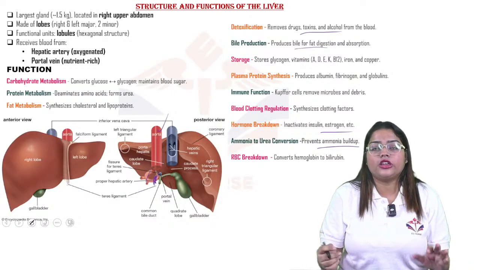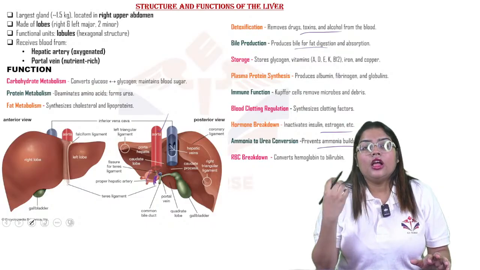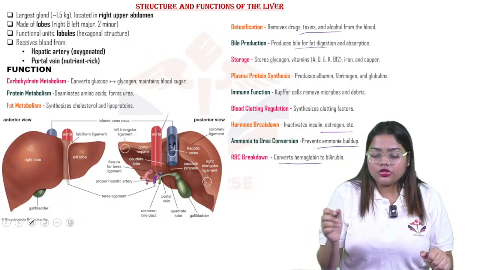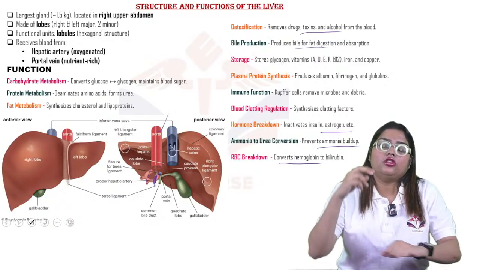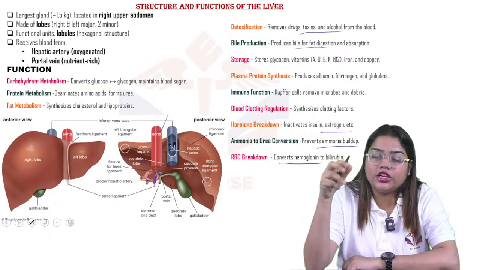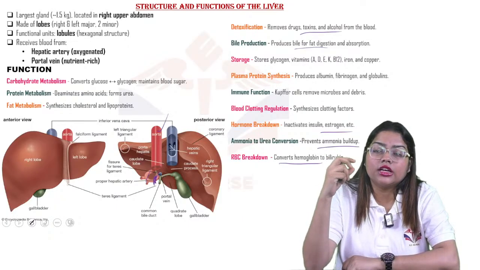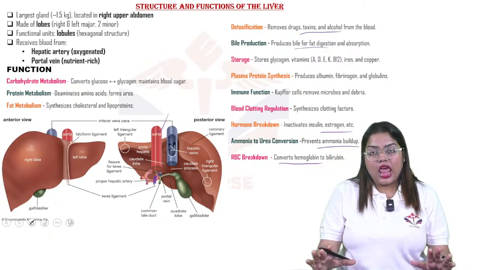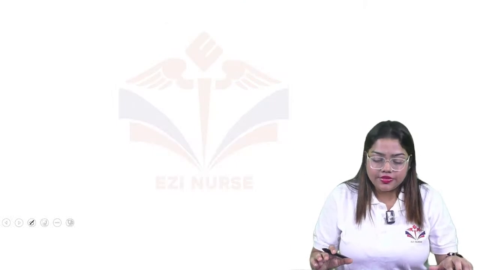And RBC breakdown, it also breaks the red blood cells and converts hemoglobin to bilirubin. Now this bilirubin and biliverdin actually produce the color of our stool and urine. Okay, so this is the structure and function of the liver.